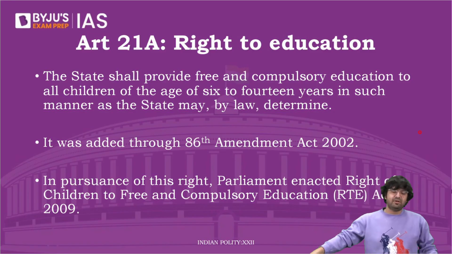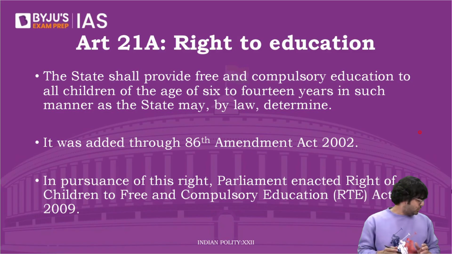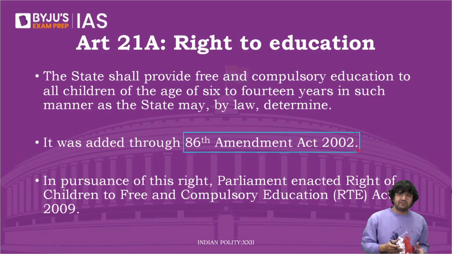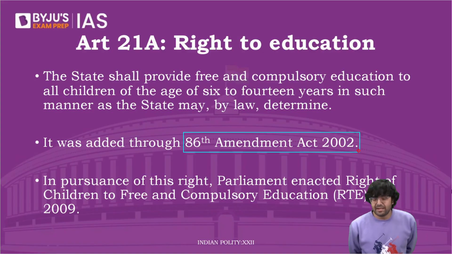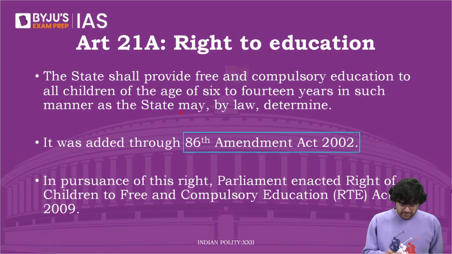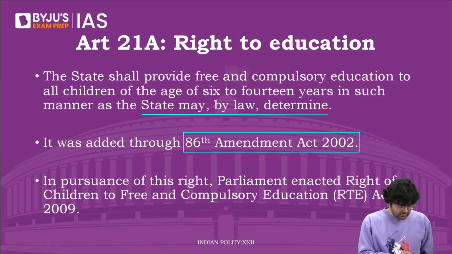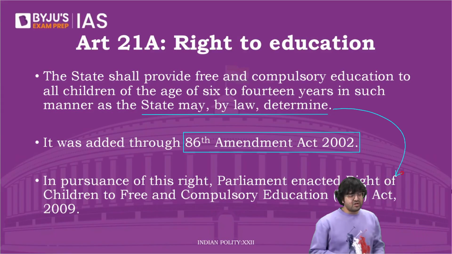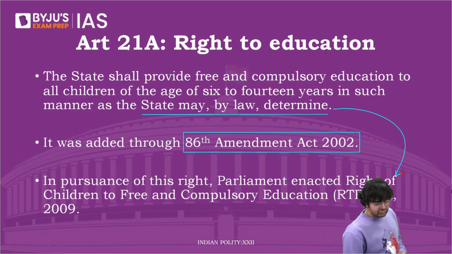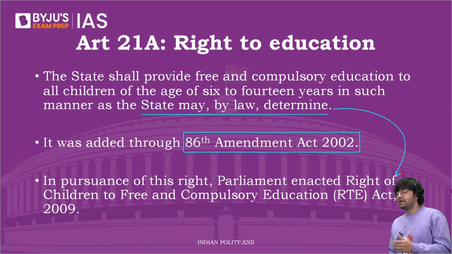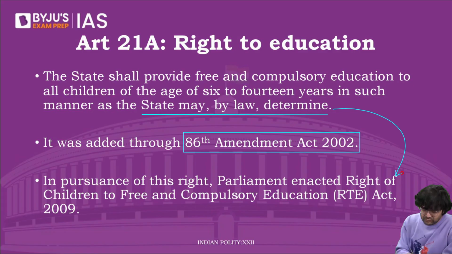Very easy. This is capital A. This means it was not there originally. It was added later on. When was it added? Through the 86th Amendment Act 2002. And what's the right? The state shall provide free and compulsory education to all children of the age of 6 to 14 years in such a manner as the state may by law determine. So the state has made a law, and that law is called the Right of Children to Free and Compulsory Education Act 2009, the RTE Act of 2009. Again, a classic example of a non-self executory right.